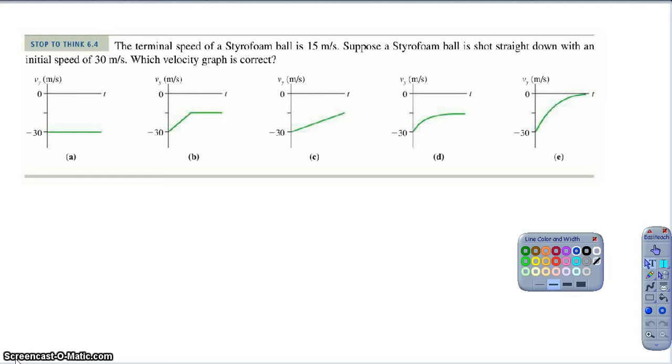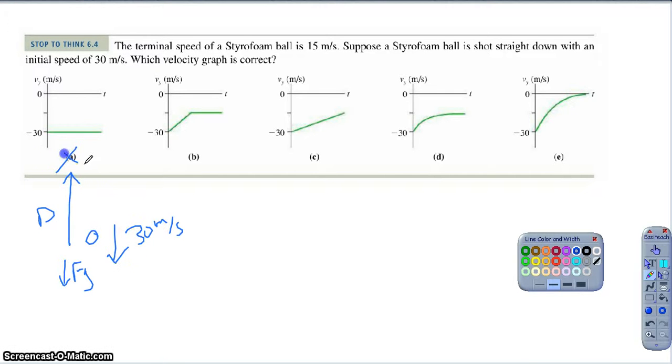So then a quick concept check on this one. The terminal speed of a styrofoam ball is 15 meters per second. Suppose it's originally shot straight down with an initial speed of 30 meters per second. The idea here is that if the ball is projected downwards with more than its terminal velocity, then the drag force is going to be way stronger than the force of gravity until that object slows down to its terminal velocity. Because the drag force is proportional to the speed, and the terminal velocity is when these two forces are equal. So if it's at more than its terminal velocity, the drag force is going to be higher than the force of gravity. That tells me, very importantly, that this object is going to slow down.